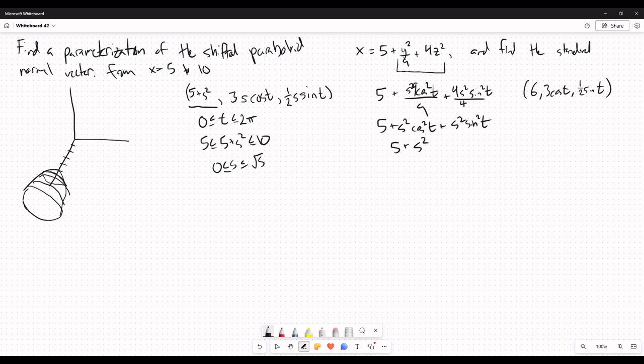So now that we have the parameterization, it's not too big of a deal to find that standard normal vector. We'll need to start by finding what's ts and tt, and that's just taking the derivative with respect to s and then with respect to t. So if I take the derivative with respect to s, we'll get 2s, we'll get 3 cosine of t, and we'll get 1/2 sine of t. And if I take the derivative with respect to t, then we'll get 0. This here will be negative 3s sine of t. And then we'll have 1/2 s cosine of t.